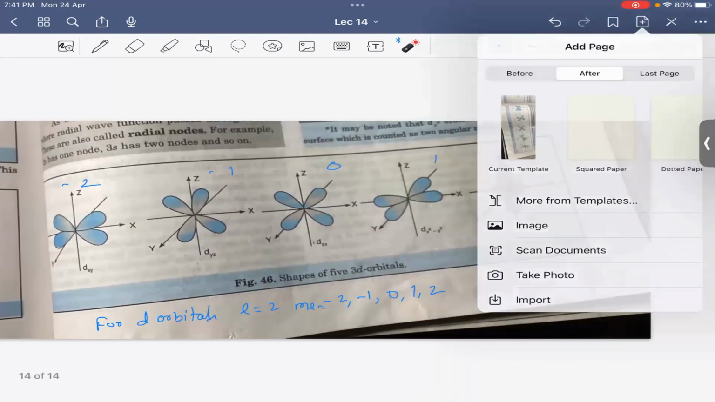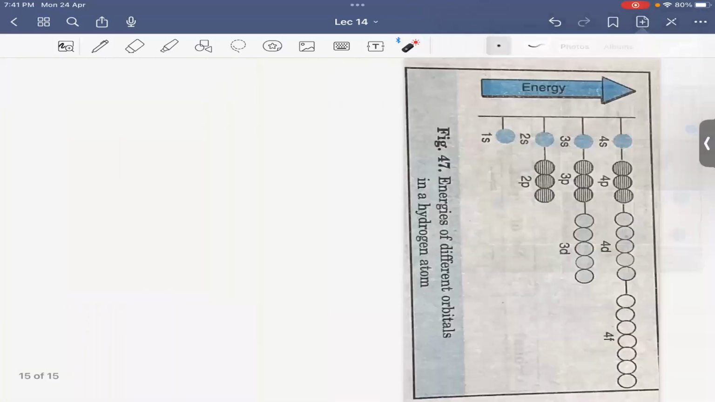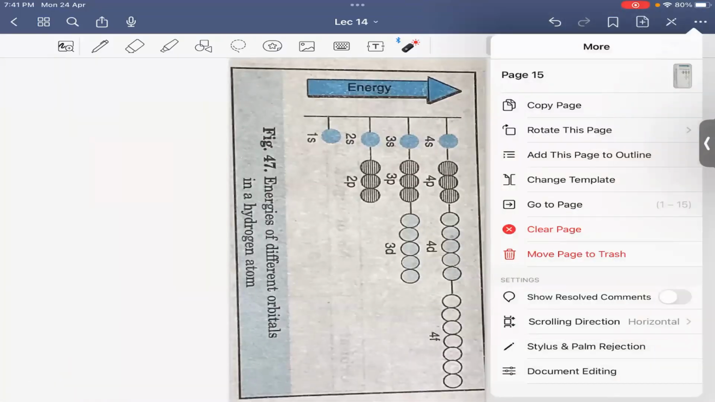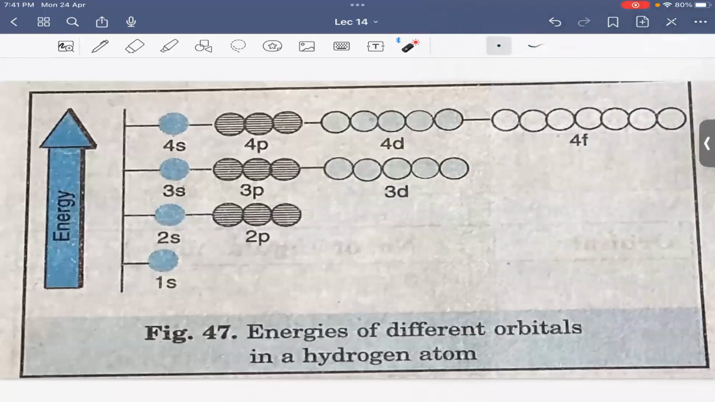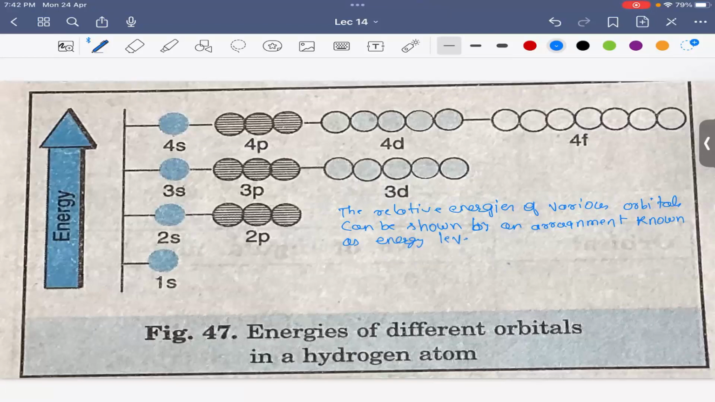Now we'll move on to the next topic, the energy level diagram for electrons. For this also we are going to drag a figure. The relative energies of various orbitals can be shown by an arrangement known as energy level diagram. Let me write this down: the relative energies of various orbitals can be shown by an arrangement known as energy level diagram.